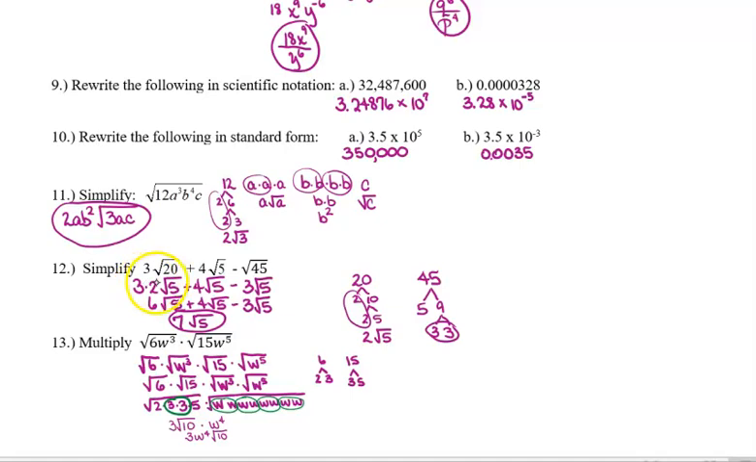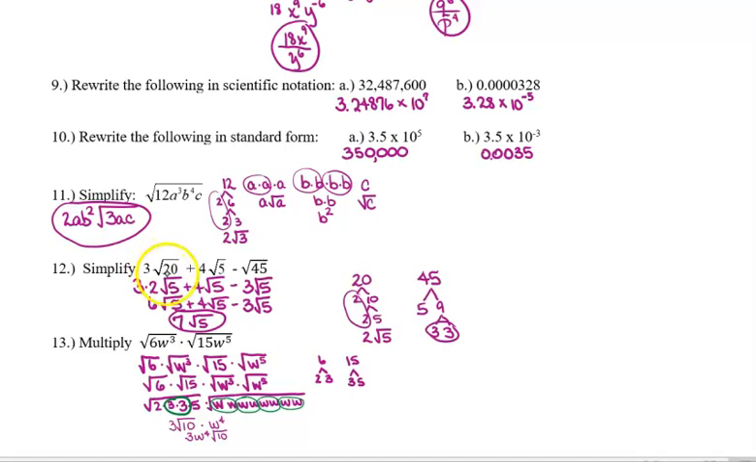All right, for number 12, I want to try and add and subtract here. And to do that, I have to have like radicals. So remember, that means that it has to be the exact same radicand, the number under the radical sign, and it has to be the same index, like each one of these is a square root. So if I simplify, right now 20 and 5 and 45 aren't the same radicand, but if I simplify, I might end up with like radicands.